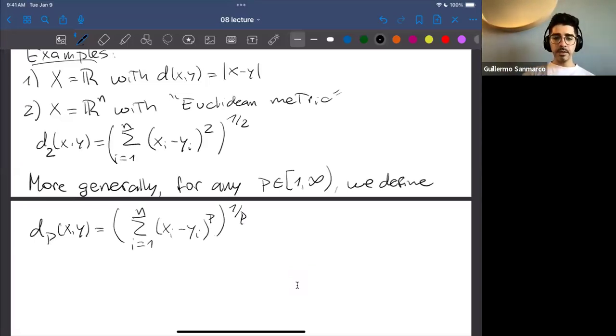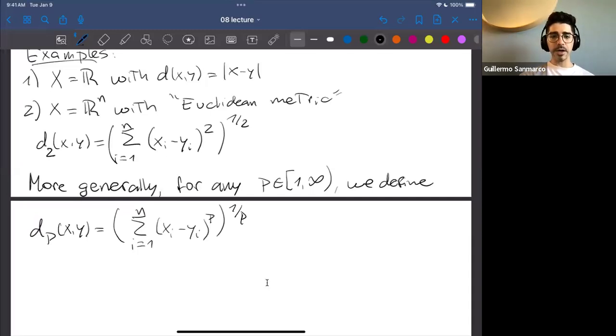Sometimes this is called the pth metric, but that's not very standard. And now we're claiming these are metrics, so there are some properties we need to check. The first two are kind of clear. That's not really a problem. What needs to be more carefully analyzed here is the triangle inequality. That one is not for free.